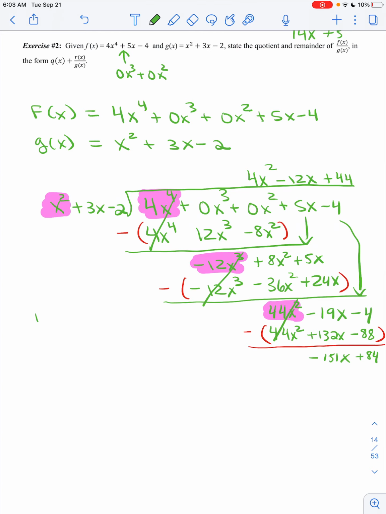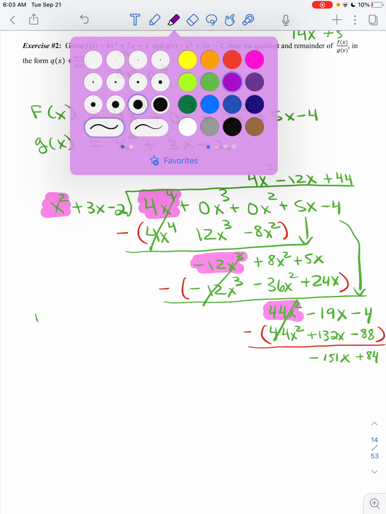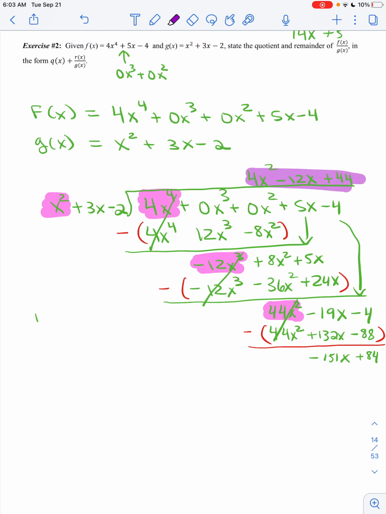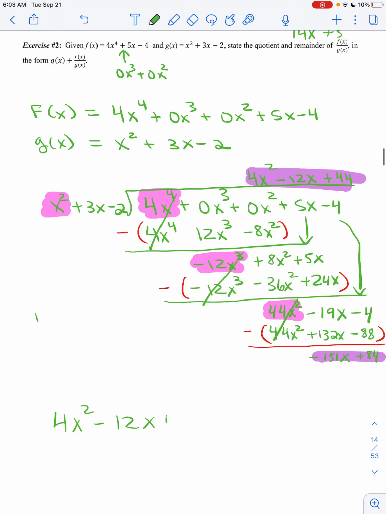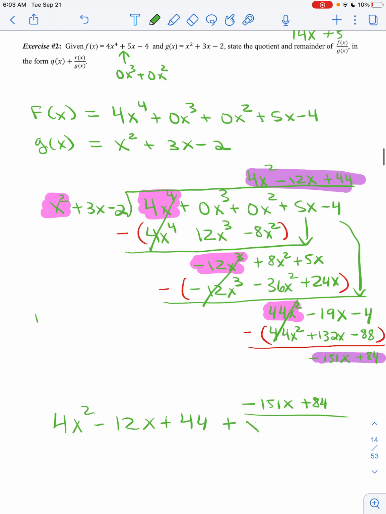So the final answer should be 4x squared minus 12x plus 44 plus our remainder of negative 151x plus 84 divided by our divisor, x squared plus 3x minus 2.